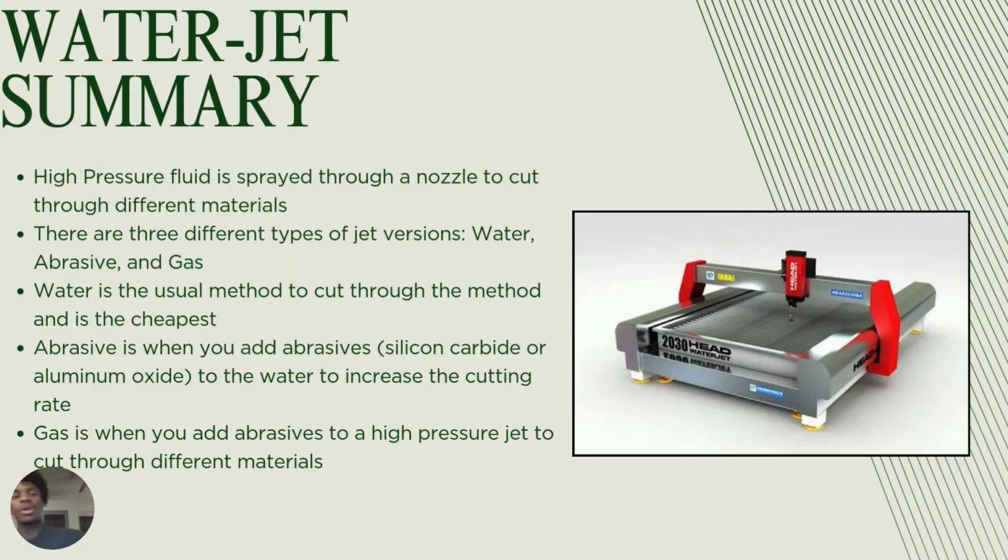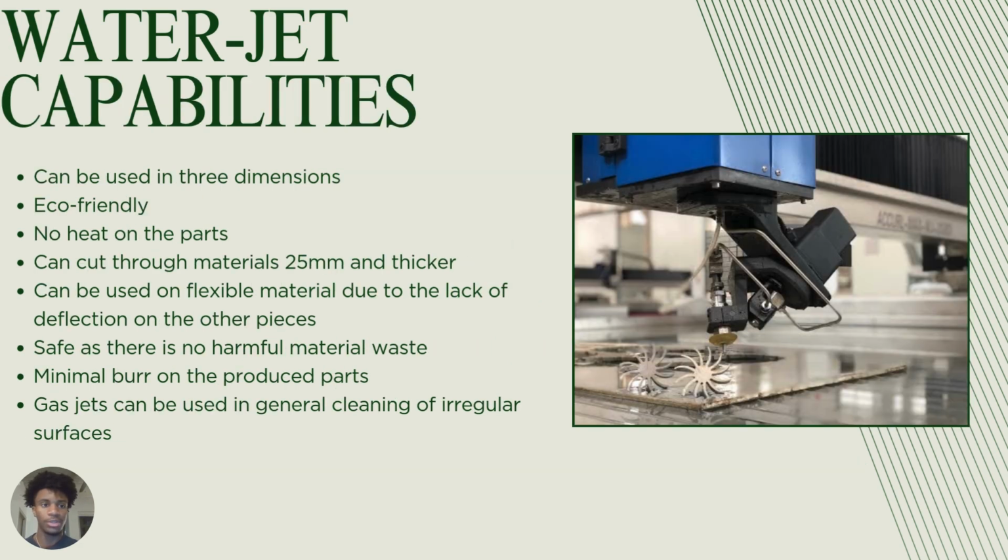Water jet. High pressure fluid is sprayed through the nozzle to cut through different materials. There are 3 different types of jet versions: water, abrasive, and gas. Water is the usual method to cut through, and is the cheapest. Abrasives are when you add abrasives such as silicon carbide or aluminum oxide to the water to increase the cutting rate. And gas is when you add abrasives to a high pressure jet to cut through different materials.